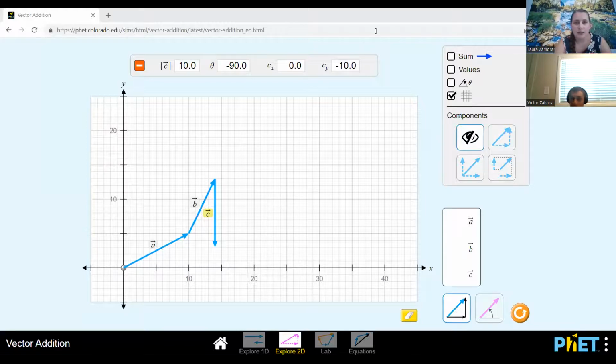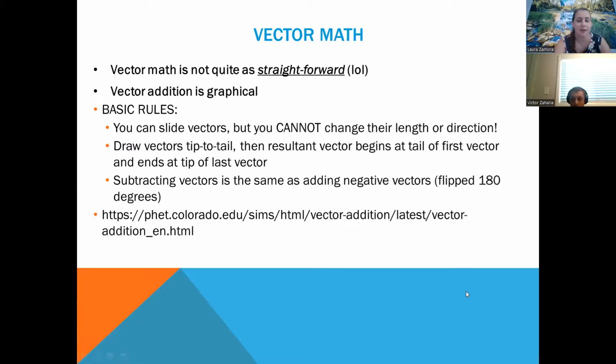Well, let me stop sharing this screen. You can play around with the simulator on your own time if you would like to. But we're going to jump back into our PowerPoint. Okay, are we back at vector math? Yes, perfect, awesome. Victor, I can only see you, and I appreciate your head nods because I know that's how I know that we're doing good. Okay. Anyways.